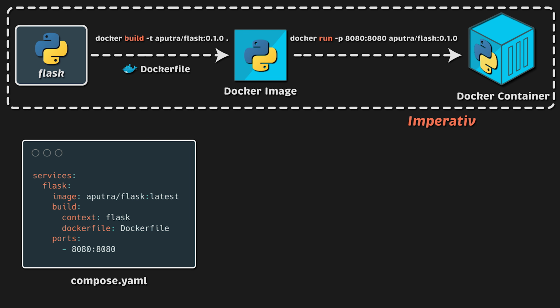First, we'll start with imperative approach. This means we need to tell Docker what we want step by step. Step 1 is to build the image. Step 2 is to run the image, etc.